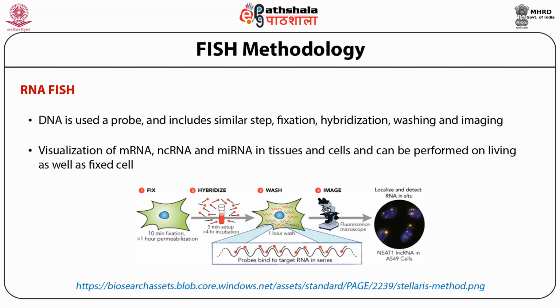In this picture, as you can see, the very first process involved is the fixation of the cell, and thereafter the DNA probe is hybridized with the cell. As the cells are fixed, DNA probes can get inside the cell and hybridize with the RNA which is present either in the cytosol or inside the nucleus, and then using microscopy we can visualize and look at the location. In this picture, there is an RNA which is being localized within the A549 cell line.